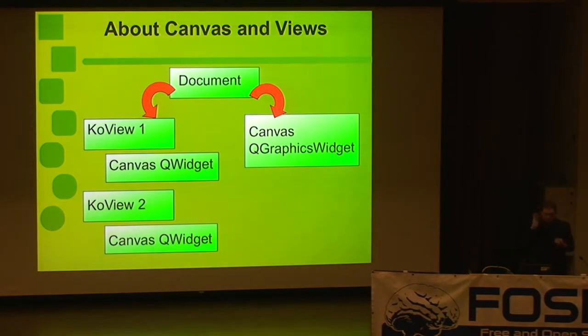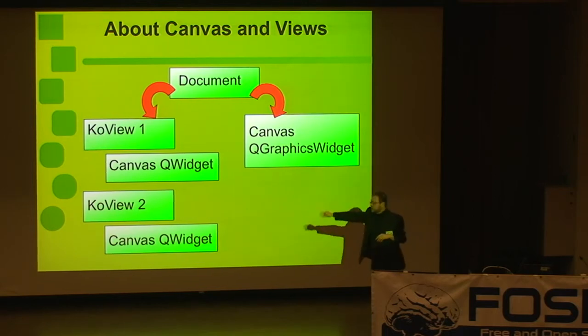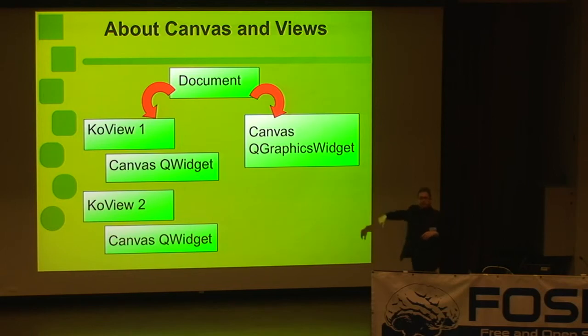So, the main integration point for your application and the Calligra engine is the canvas. A canvas shows what's in a document. Right here you see one limitation almost immediately. One document can have more than one view, and one view can be shown on a widget. Right now it's not possible to show your document in more than one QGraphicsView.